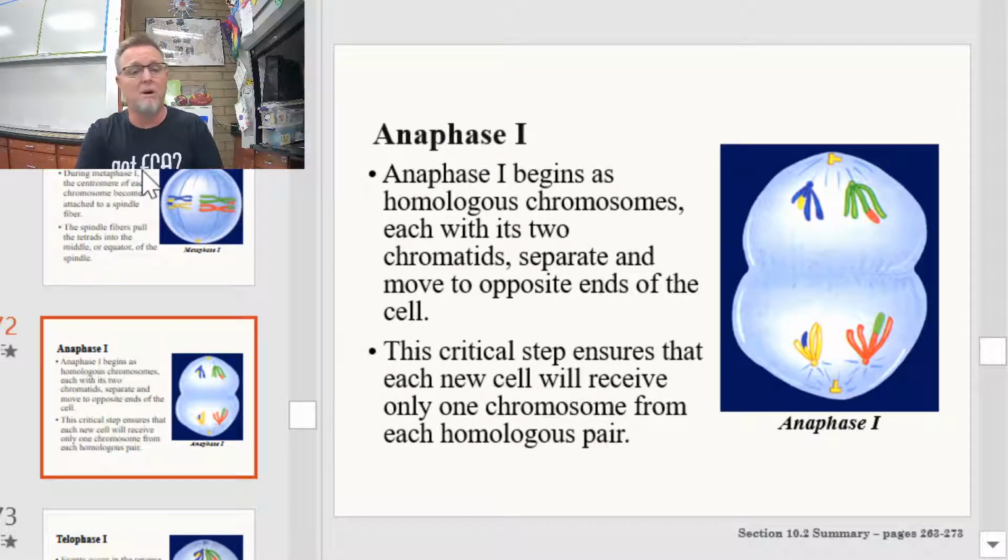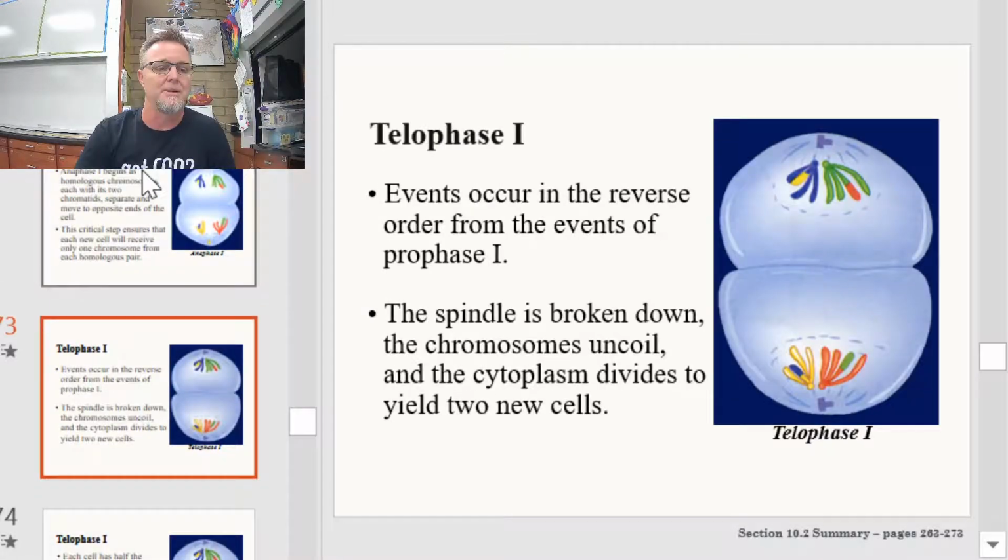You might think, well, we're done in meiosis now, right? No, we're not done, because remember, each of those chromosomes that we've separated still has a sister chromatid attached, and that's what meiosis II is for. Breaking the centromere, separating our sister chromatids. Eventually, we're going to produce 4 cells in this meiotic division. All right, so anaphase, the homologous chromosomes are pulled to opposite ends of the cell. This is our reduction division.